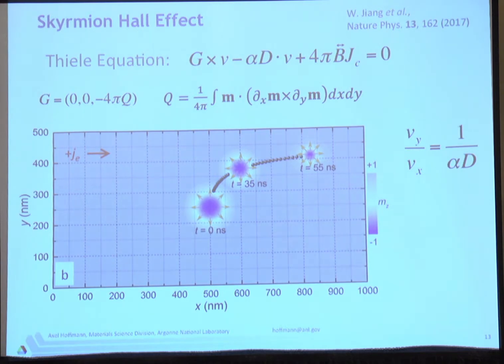So, by analyzing this formula, you can actually determine the initial direction of the motion, or the direction of the motion if there are no boundaries interfering in any way. And so the ratio of the transverse to longitudinal velocity is just given by 1 over this constant. So alpha is the magnetization damping, let's say of the order of 10 to the minus 2. D for very small skyrmions is of the order of 1. So meaning this number is rather small, so the motion is mostly in the transverse direction.